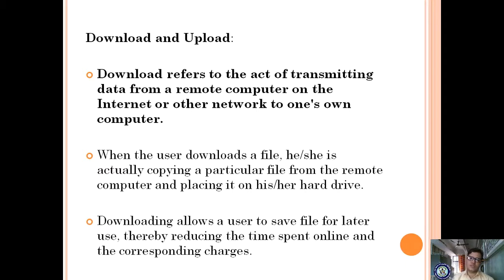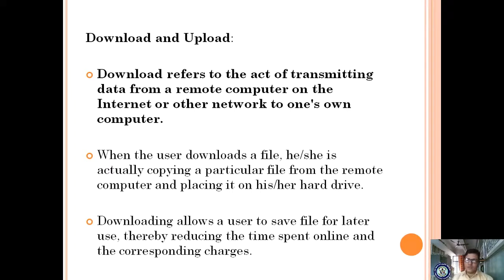In our hard disk, hard drive. Downloading allows a user to save a file for later use. If I download your files, they can be used later. If I download your attachments, your answer scripts, I will compare whether the hard copy you have submitted and the soft copy you have submitted are the same or not, whenever it is necessary.